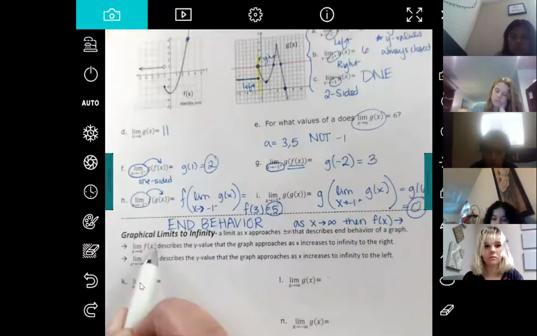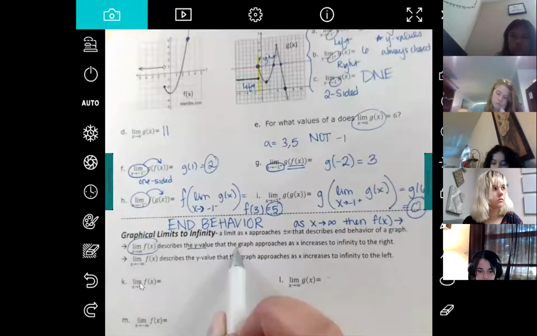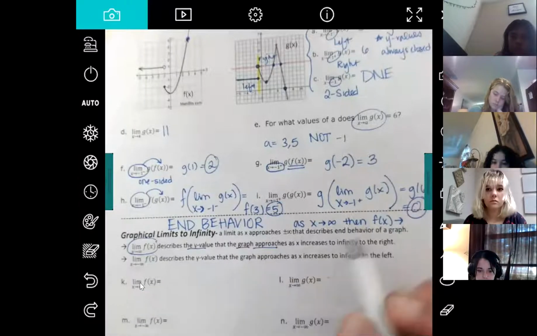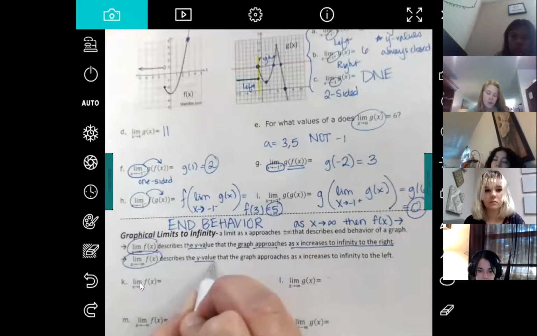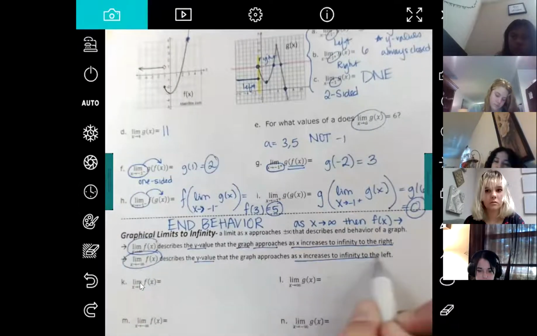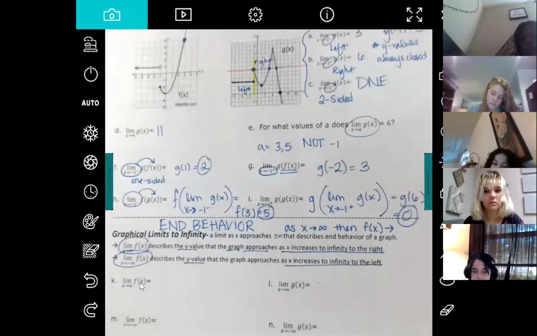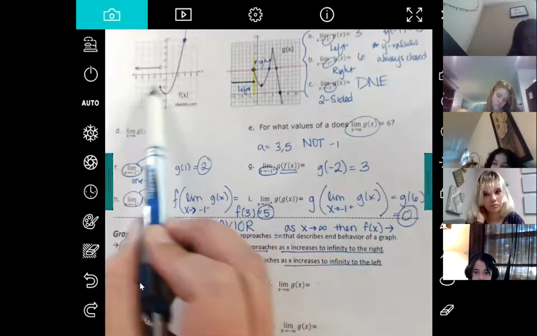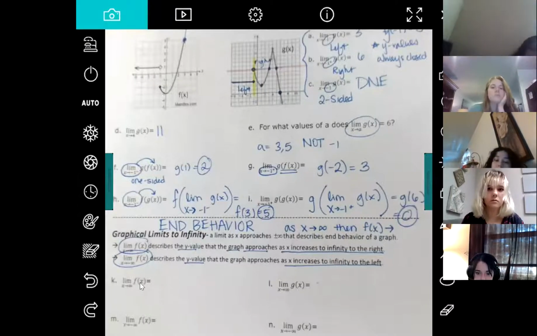The limit as x goes to infinity describes the y value that the graph approaches as I go towards x to the right, versus negative infinity describes the y value that I'm approaching as x goes to the left, okay? So we're using these same two graphs up here. Now remember, your choices are that either your graph is approaching a specific value, or it could be going up forever or down forever.